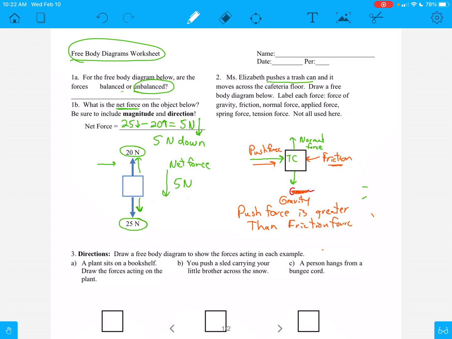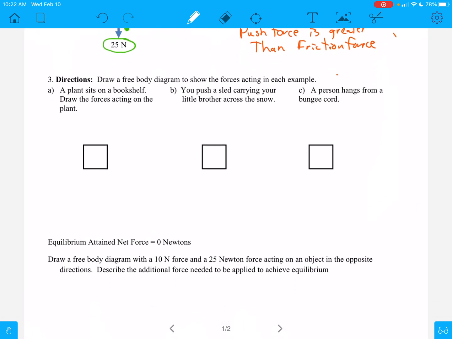So that's something that you would want to know. And by the way, as I'm filling all these in, you need to fill yours in as well, okay? This is what you're going to be turning in later. So let's move on to the next problem.